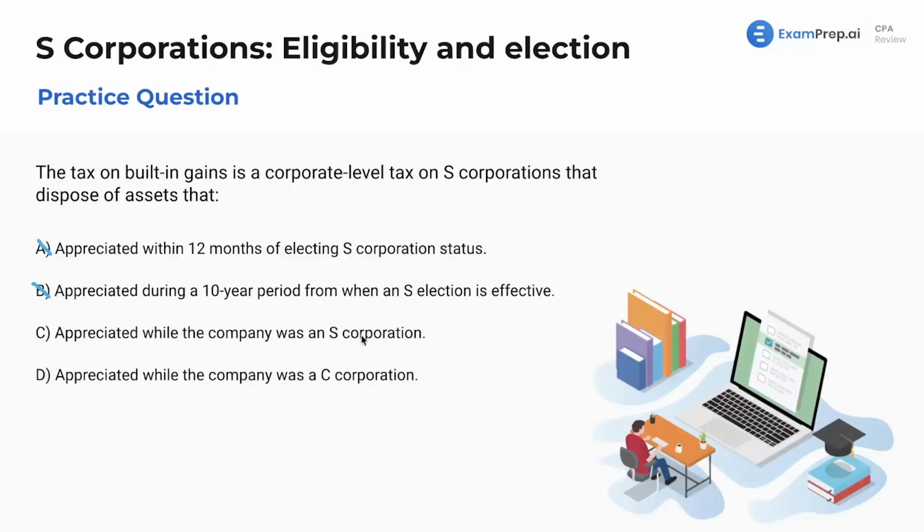Appreciated while the company was an S-Corp? No, anything that appreciated while it's an S-Corp is not going to be subject to double taxation. And then lastly here, letter D, appreciated while the company was a C-Corp. That's totally going to be our answer. Again, the whole point, if you've got a bunch of assets, machinery, cars, factories, stocks, and they all accumulate and appreciate in value while it's a C-Corp, you can become an S-Corp, but you can't become an S-Corp just to avoid the tax on the distributions of those. You will have to pay tax through this built-in gains tax.